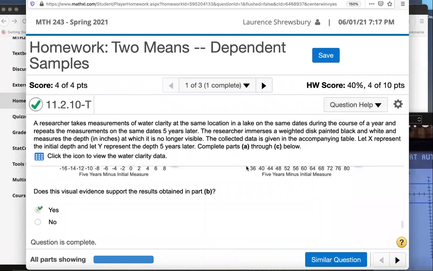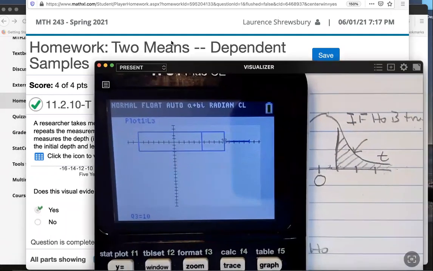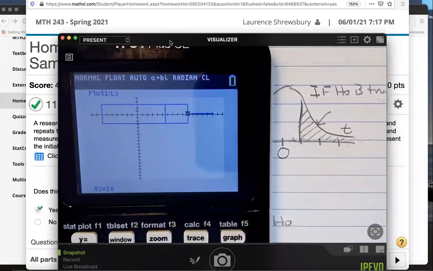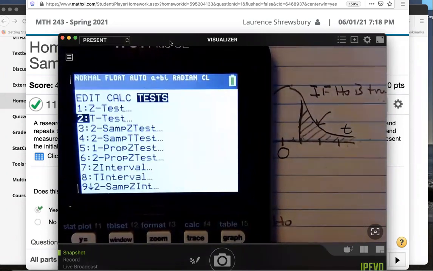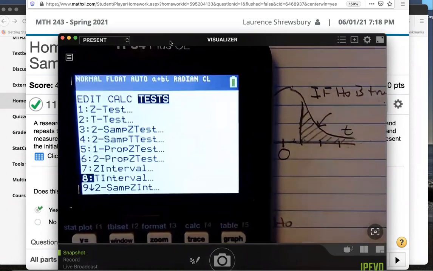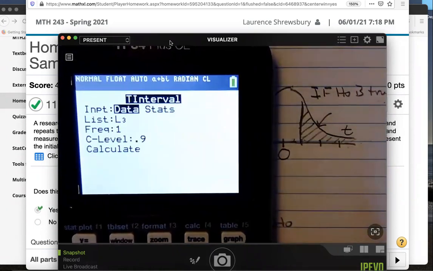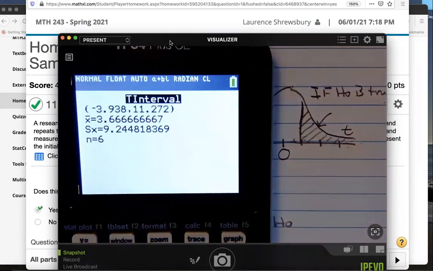Oh, and before we do that, they didn't have you do this, but in actual practice, you would want to run a confidence interval on the difference. It's so easy to do. You've done all this hard work to enter that data. It'd be a crime not to follow up with a confidence interval. If we just did a t-test, which confidence interval do you follow up with? T-interval, that's right. So we'll go over to t-interval. Highlight data, L3, and 0.9 would be the appropriate one to use. Highlight calculate, hit enter.